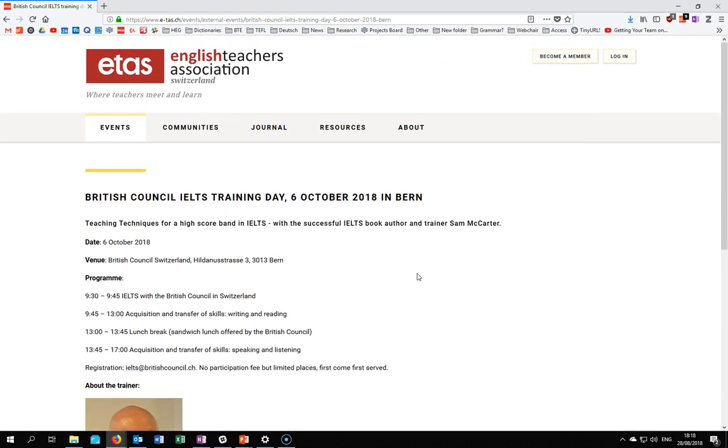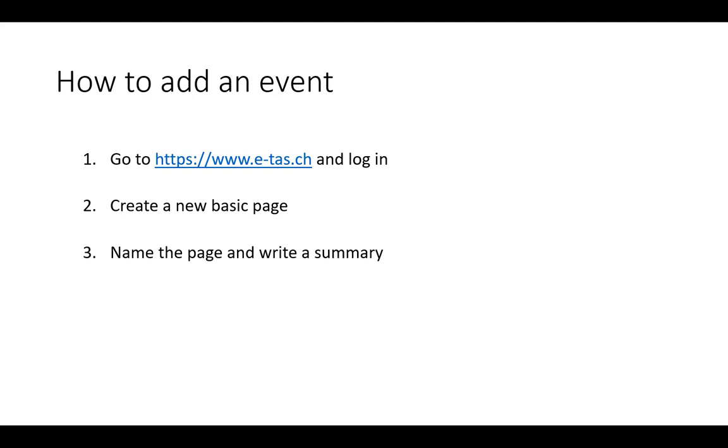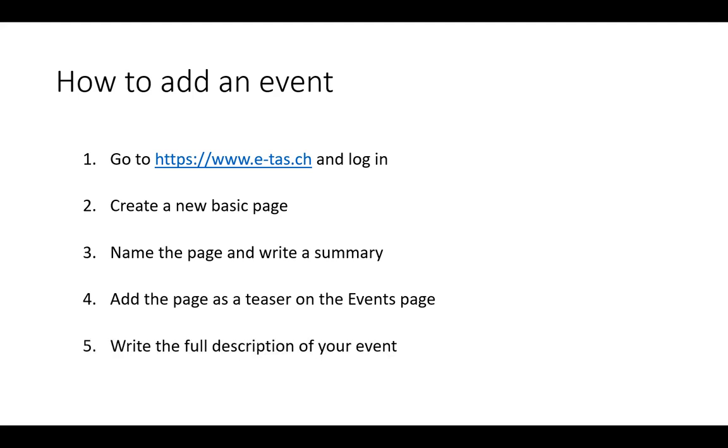So how exactly do we make a new event? First, obviously, we log into the ETAS website. Then we create a new basic page. We name the page and we write the summary. And then we add the page as a teaser on the events page. After we do that, we'll write the full description of the event. So let's go through this process together now.